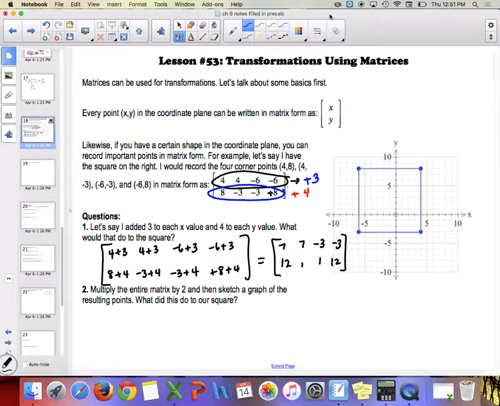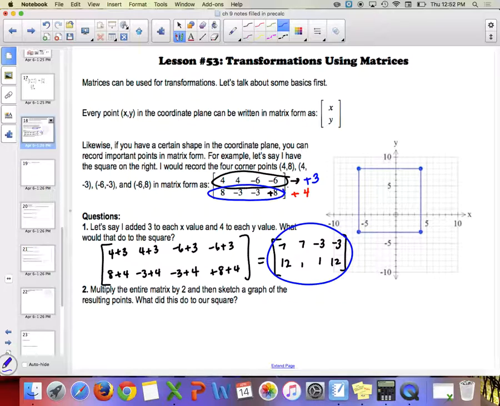For all of my y values, I want to add 4, and it would do it for me right away. Does that make sense? Fun. All right, so these ones that I'm giving you are not hard to do by hand. You don't need Microsoft Excel to do this. So number 2, it says multiply the entire matrix by 2 and then sketch a graph of the resulting points.